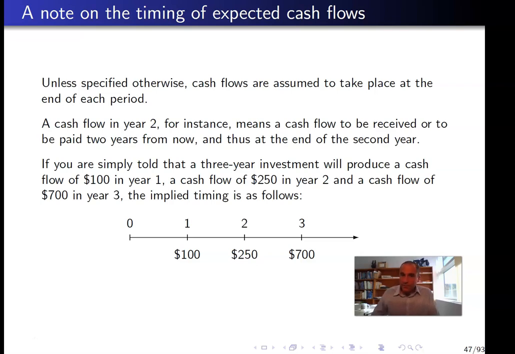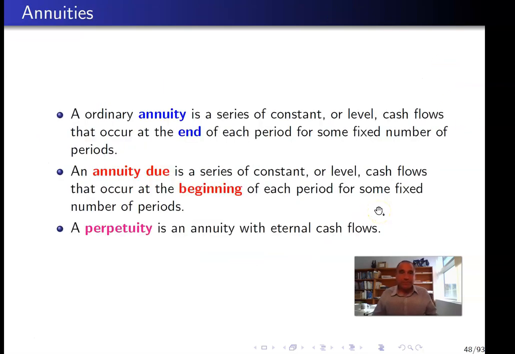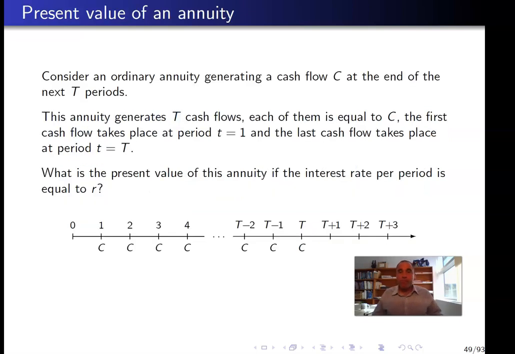When it's an ordinary annuity, payments take place at the end of every period. So an ordinary annuity is one where payments take place at the end of every period, an annuity due is at the beginning of a period, and a perpetuity is an annuity with eternal cash flows. Okay, now, what is the present value of an annuity?